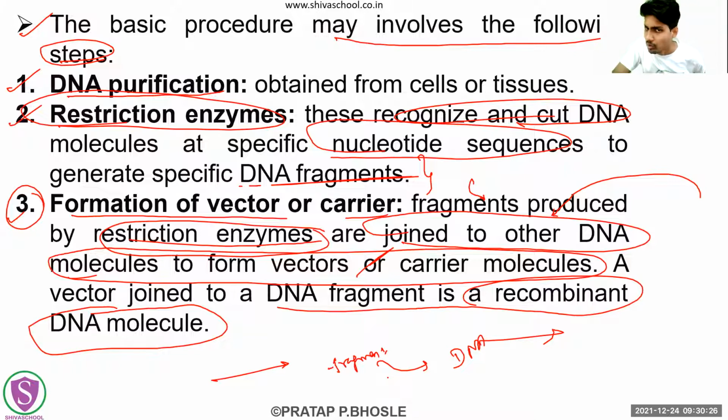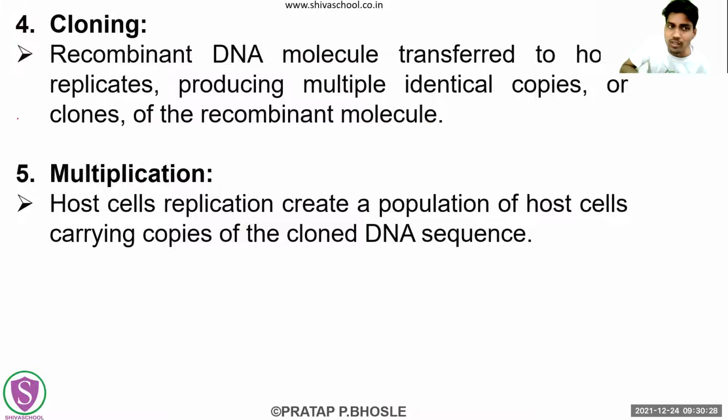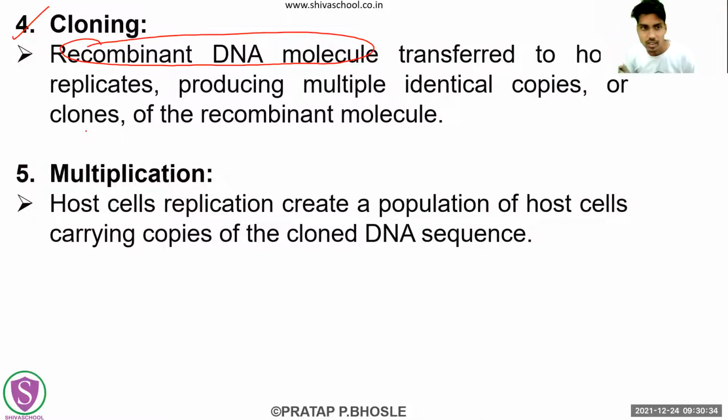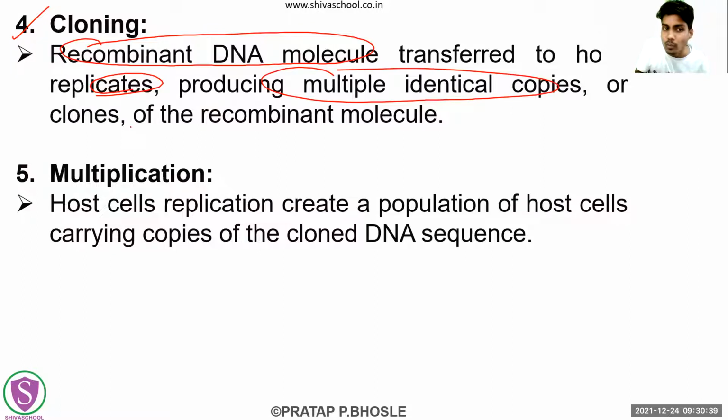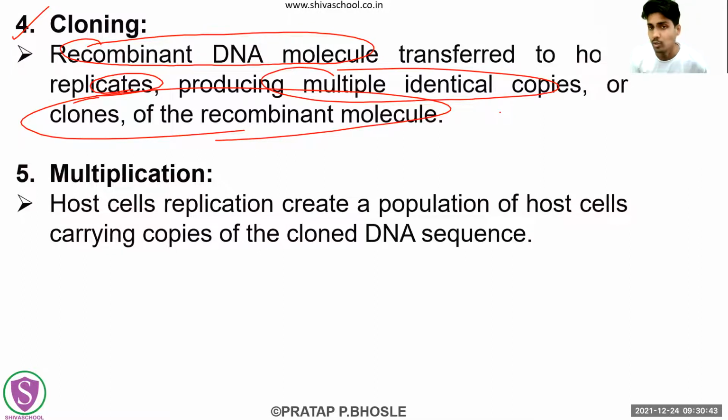This is the third step, formation of a vector. Fourth, you are doing cloning. That means whatever recombinant DNA molecule is there, you transfer it to the host. You are going to replicate it and produce multiple identical copies of it, or ultimately you are going to do the cloning of that recombinant molecule, because you want a large amount of insulin to be synthesized. So you will make the fragments of the insulin gene.